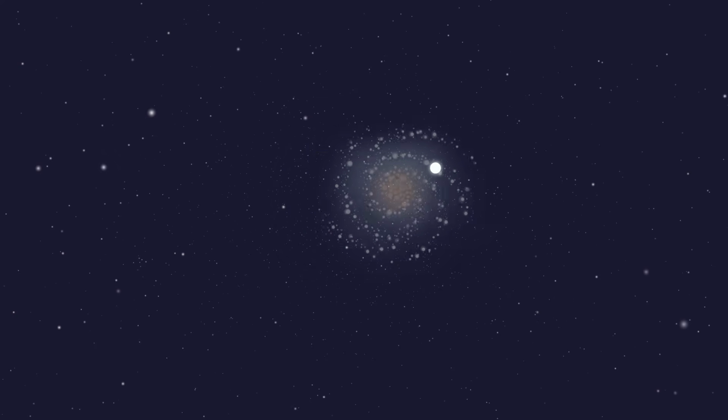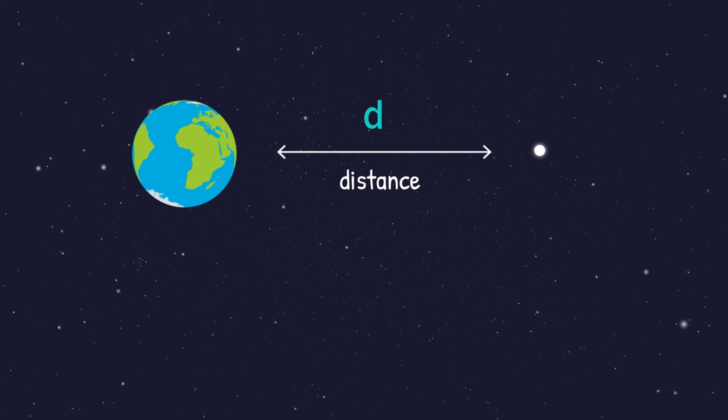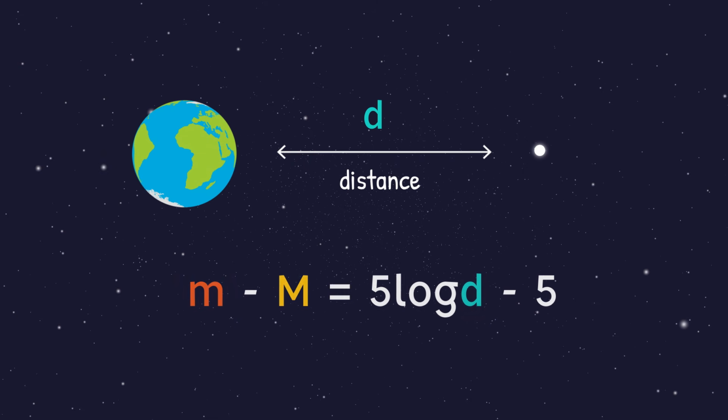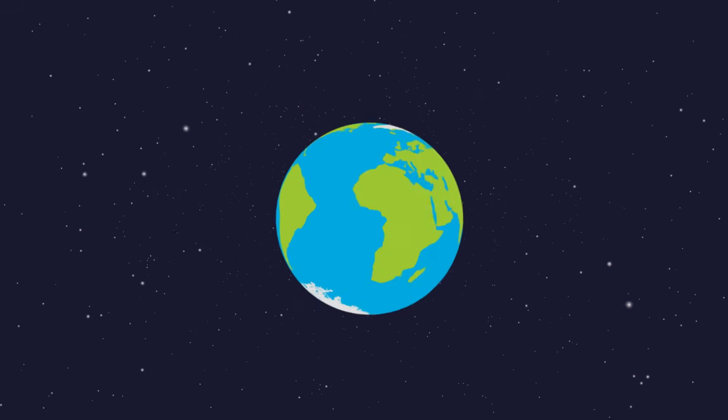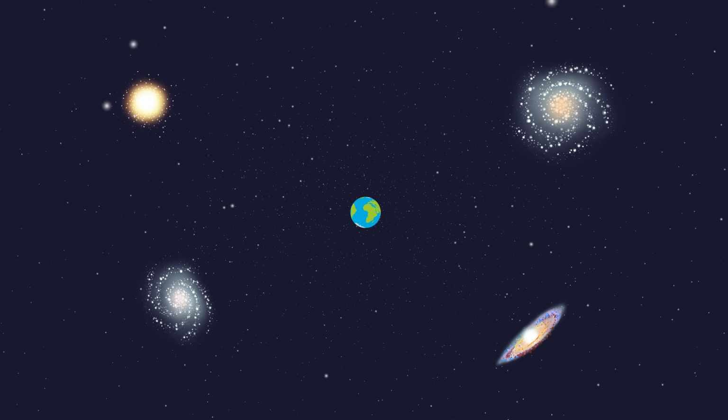When these explosive cosmic events occur in distant galaxies, we can compare their absolute and apparent magnitudes. Then we use this to calculate an accurate distance to the galaxy and build up a map of our place in the universe.